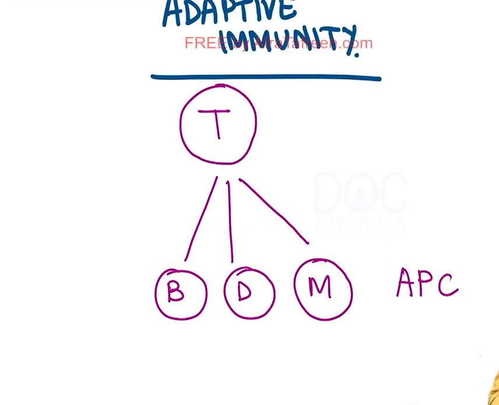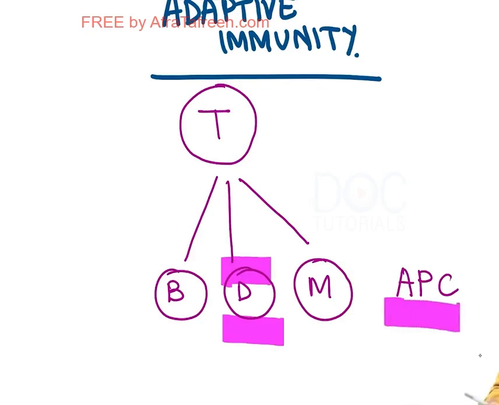Out of these three, who was the most powerful antigen presenting cell? In the Bahubali story, who was Kathappa of the story? This is dendritic cells. The most powerful antigen presenting cell is the dendritic cell.